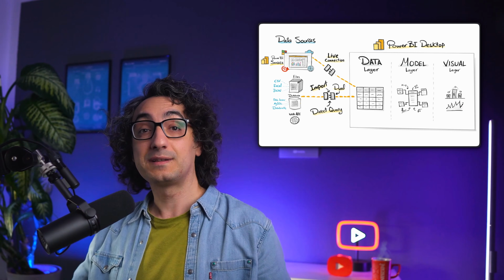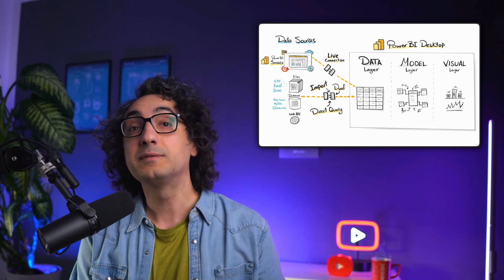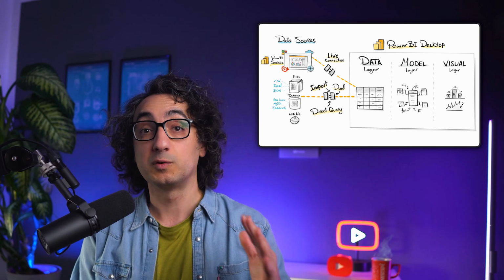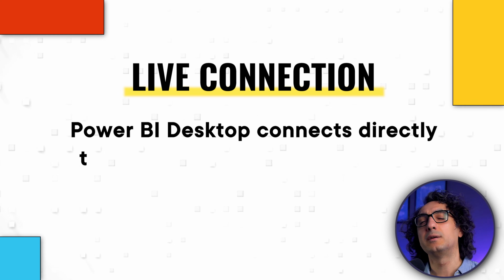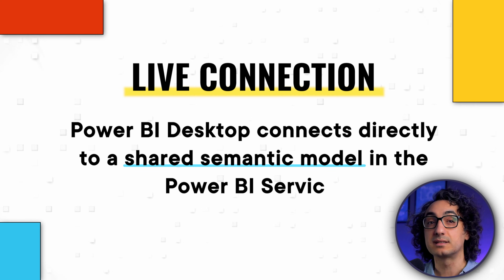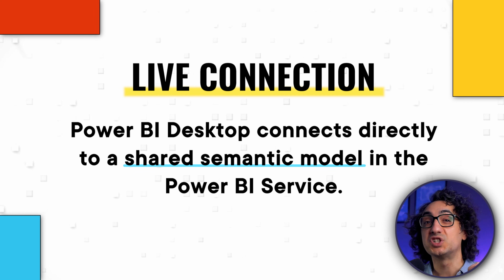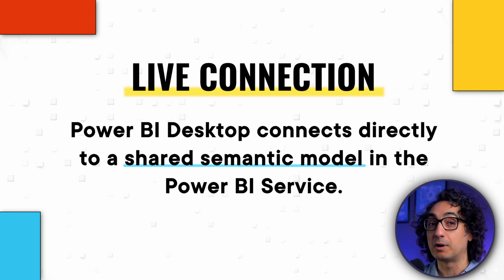Alright friends, so that's all about the different options that you have in order to connect a new source system to Power BI. And now we're gonna move to a special type of connection. We have the live connection. So what is that? We're gonna use this type, the live connection, if we are connecting Power BI desktop directly to a shared semantic model in the Power BI service.